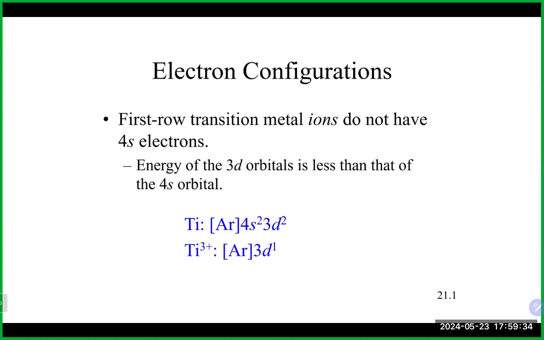Again, as I mentioned, when they go to lose these electrons, we're going to take out the S first and then go into the D. So when we look at something like Ti, when it loses 3 electrons, these are going to be the first ones that are lost. And then we're going to come out of here and take out 1. And that would give us argon 3d1.